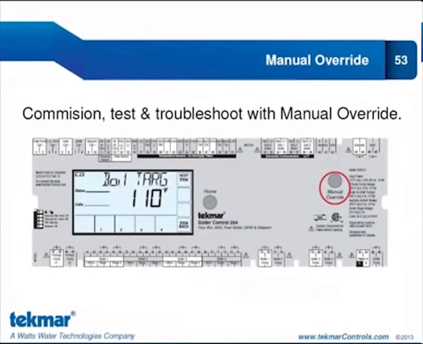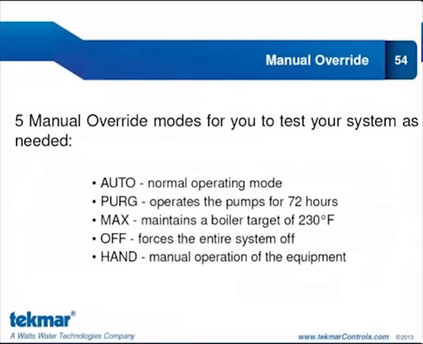Manual override is an exciting new feature for Tecmar. This will let you commission, test, and troubleshoot at the touch of a button. Just press and hold the manual override button on the left side of the control for 3 seconds to access the manual override menu. There are five manual overrides for you to choose from so that you can test your system the way it needs to be tested.